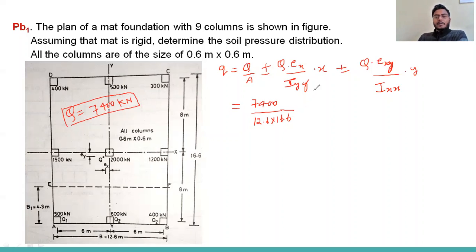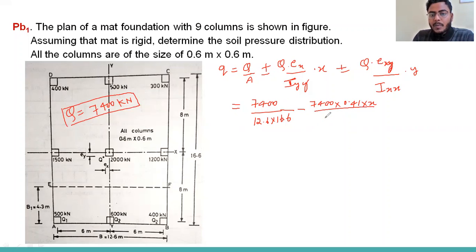Okay, and what will we write? Plus or minus. In this case, for EX and EY, we apply the sign convention. We have seen that EX and EY both are negative, so we can directly write minus. That will be minus into Q, that is 7400, into EX. EX is 0.41 into X. Don't put the value of X, let it be unknown.